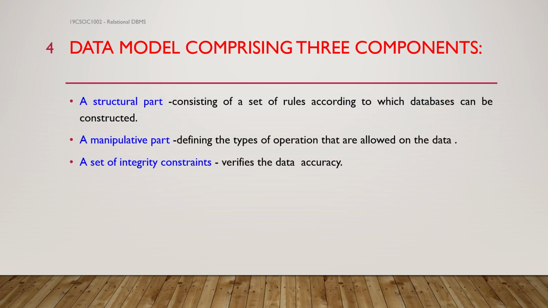What are the components included in this data model? The first one is the structural part, then the manipulative part, and then the set of integrity constraints. The structural part contains a set of rules according to which the database can be constructed. The manipulative part defines the types of operations that are allowed on the data. The set of integrity constraints verifies the data accuracy.